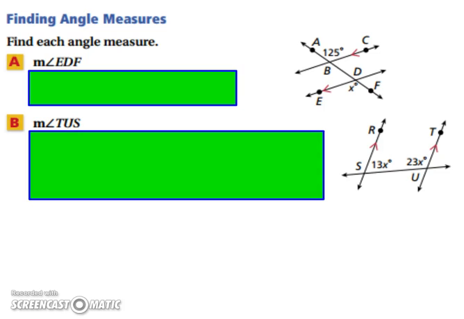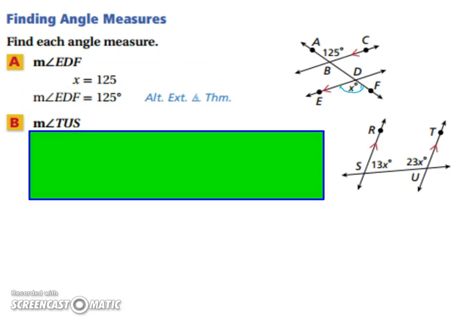Let's put these theorems to work. We're going to find angle measures. We want to find the measure of angle EDF. So EDF is this angle right here. We can use alternate exterior angles to help us out, since we know that lines BC and ED are in fact parallel. So the measure of angle EDF must also be 125.